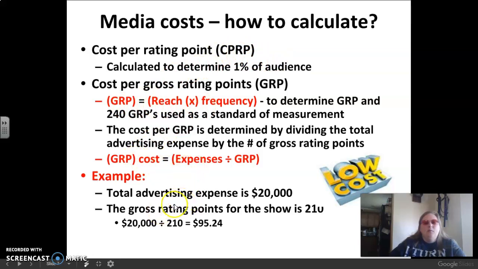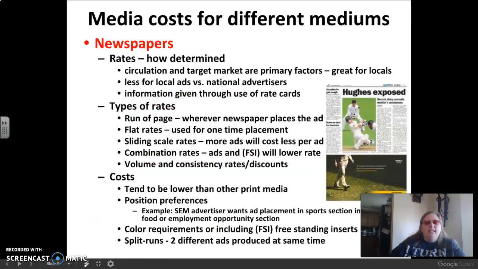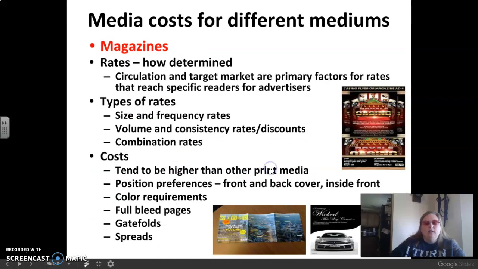Here's an example. Your total advertising expense that you spend out is $20,000. The gross rating points for the show is 210. So 20,000 divided by 210 is 95.24. Now I know this is kind of confusing, but on the multiple choice, it'll be easier to do. Then it talks about newspapers. You want to read how they're circulated, how their costs are set up.